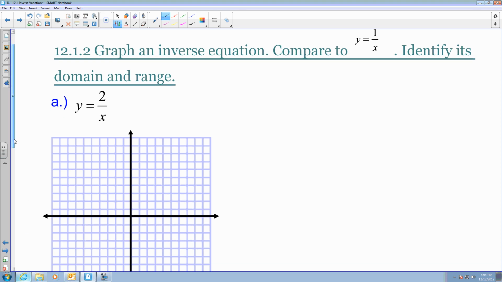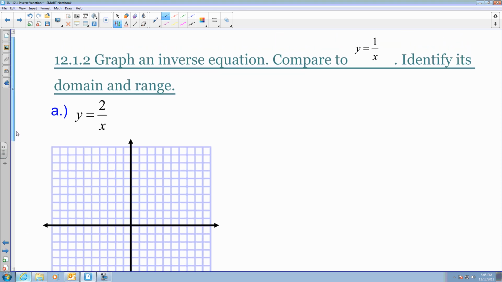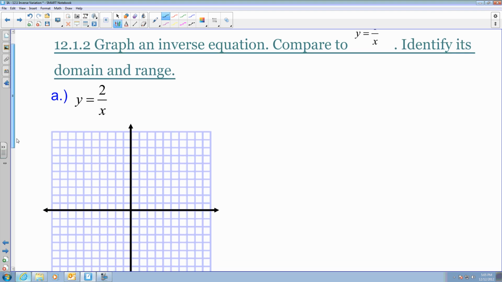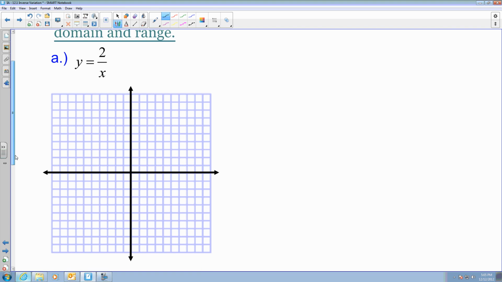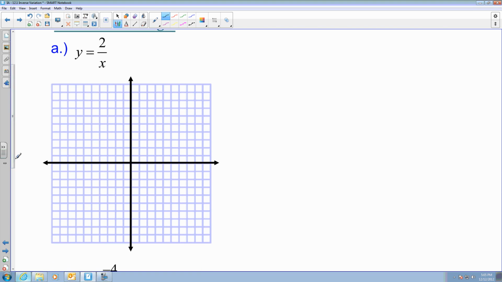So let's do some examples on graphing inverse equations, and then we can compare it to y equals 1/x and identify the domain and range. So here I have y equals 2 divided by x. What I'm going to do is make a t-chart. I want to first give myself an x value of 2 and an x value of negative 2, because this will give me my y values of 1 and negative 1.